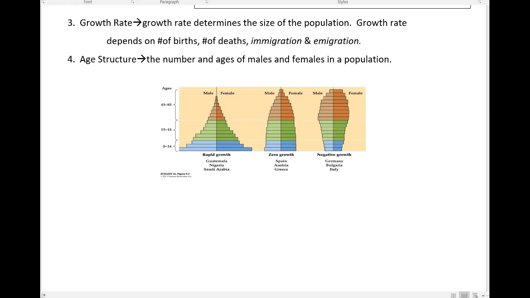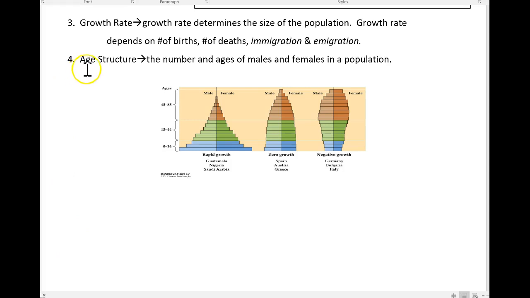And then when we factor in those people that are immigrating in and those people that are emigrating out, that too is going to give us part of the growth rate. Immigration means people that are moving into a country. In recent years, we've had a lot of Mexicans and a lot of Cubans immigrating into the United States. Emigration, they are emigrating Mexico, they are emigrating Cuba. So that is having an effect on the population growth within those areas.